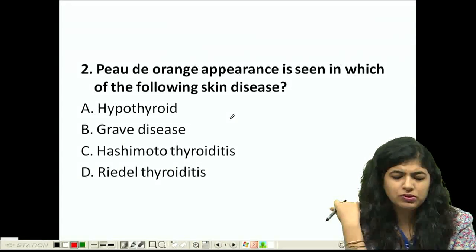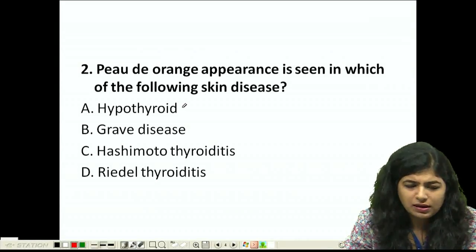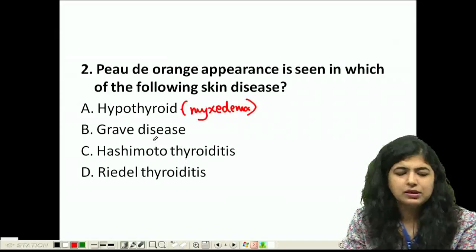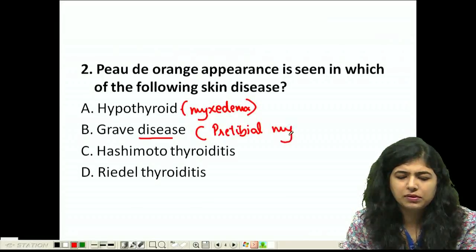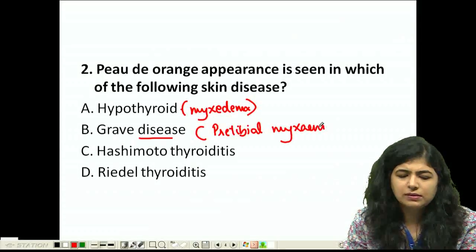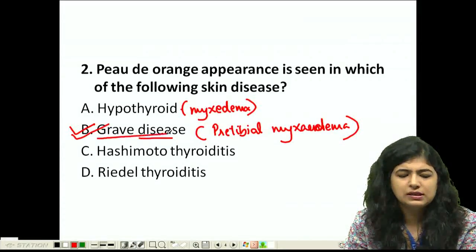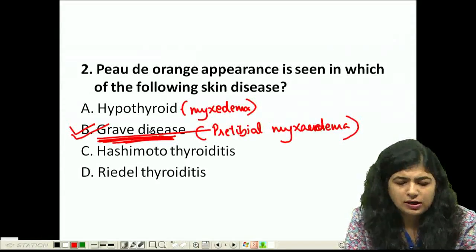Hypothyroid, Graves, Hashimoto, Riedel's. I know a lot of you will be tempted to mark hypothyroid since this has a thing which is called myxedema. But the answer to this one is pre-tibial myxedema, Graves' disease. This is where you have your powdery orange appearance. Clear to everyone?